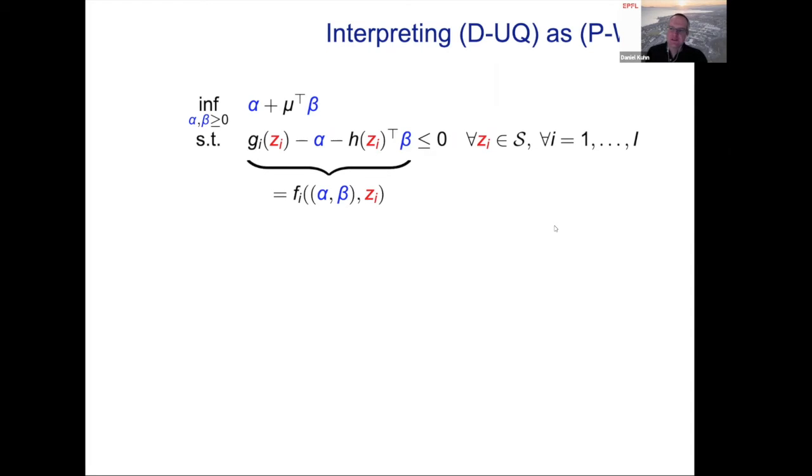So now denoting the ith constraint function temporarily as Fi, we see that it is linear and therefore convex in alpha and beta, and that it is concave in Zi. And therefore, it represents a saddle function as required.